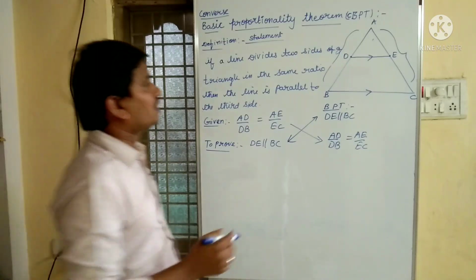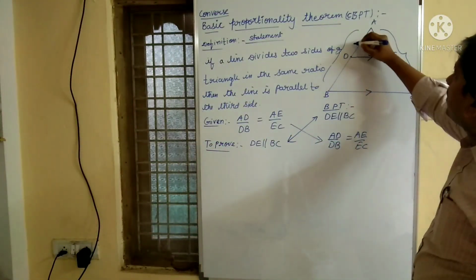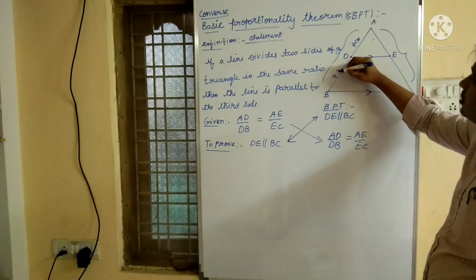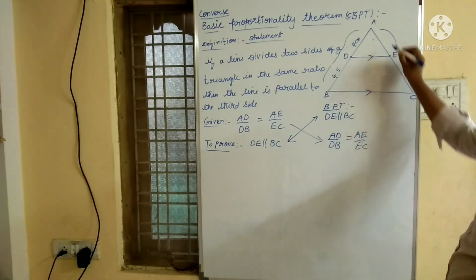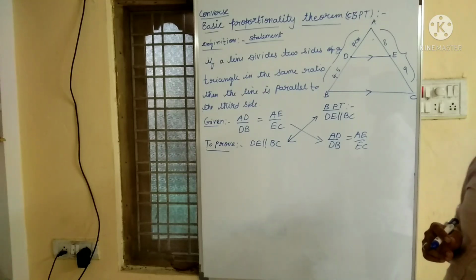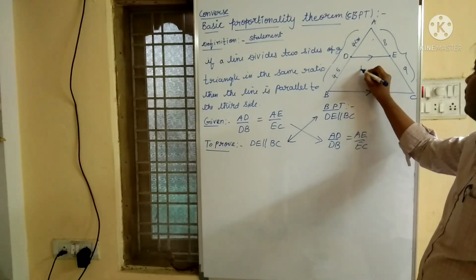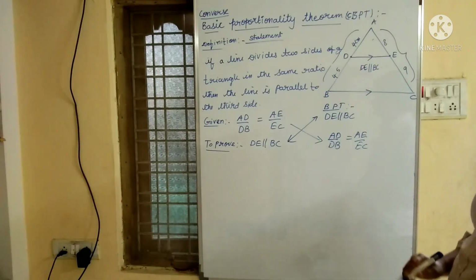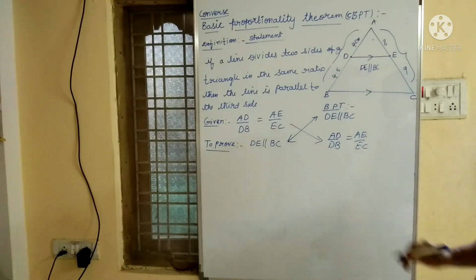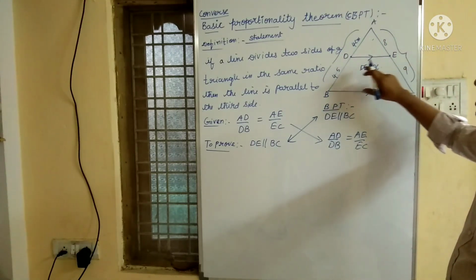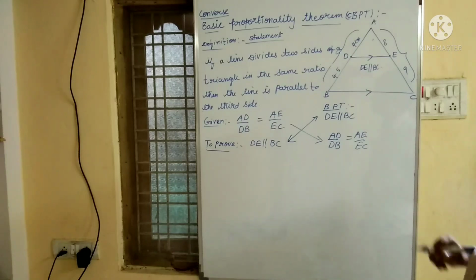Children, for example, consider the length of AD equal to 4 centimeter, BD equal to 4.5 centimeter, AE equal to 8 centimeter and EC equal to 9 centimeter. State whether DE is parallel to BC or not. As we know, by C.B.P.T., if AD by DB equals AE by EC, then we can say that DE is parallel to BC.